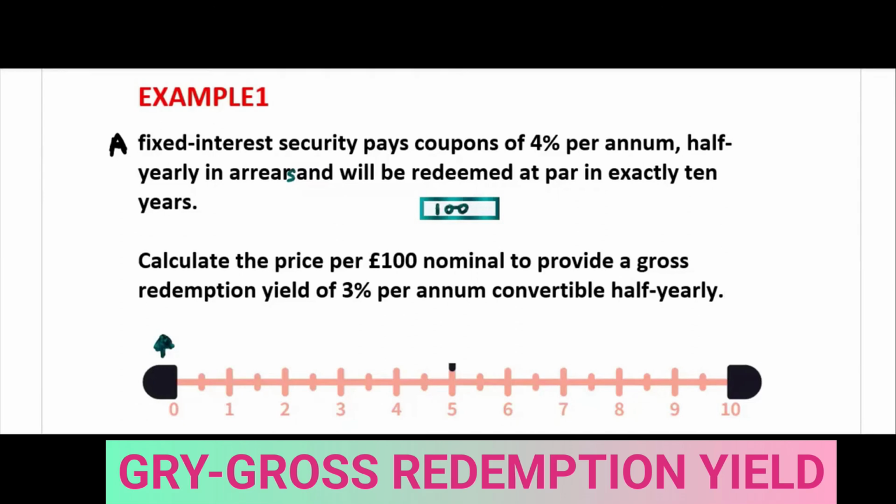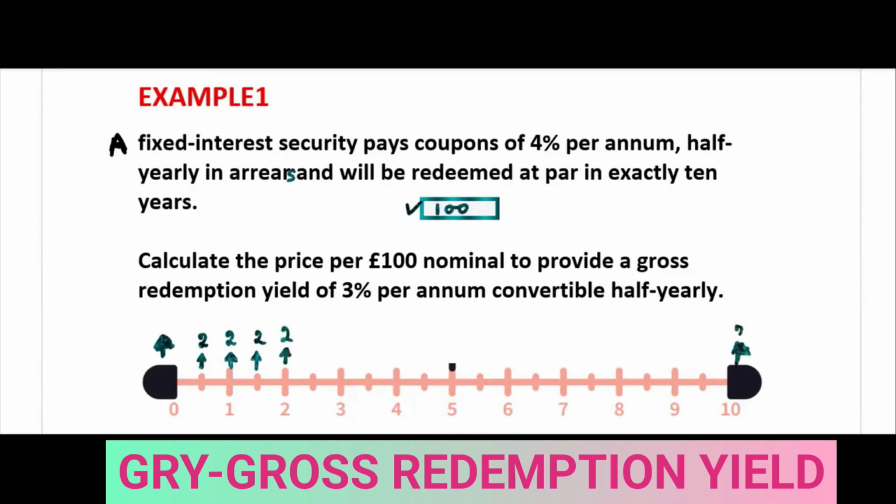The security pays coupons of 4% per annum half yearly in arrears. That means, remember, this is CM1 language. Okay, it used to be CT1 before. 4% per annum half yearly in arrears. That means, what are the coupon values? We are considering 100 nominal. 4% of 100 is 4. So 4 payable every year, half yearly in arrears. That means 2 every half year. That way it will continue. 2 every half year. And finally, the last coupon will be here and that will be 2.